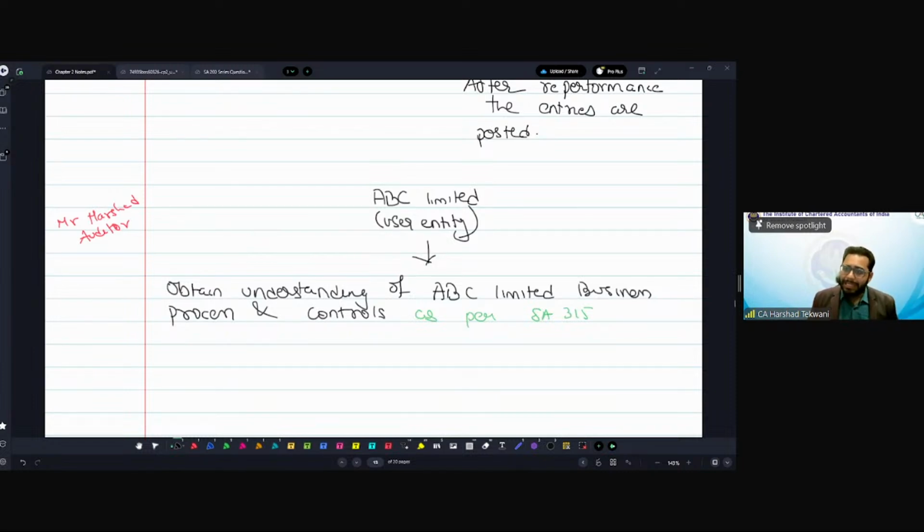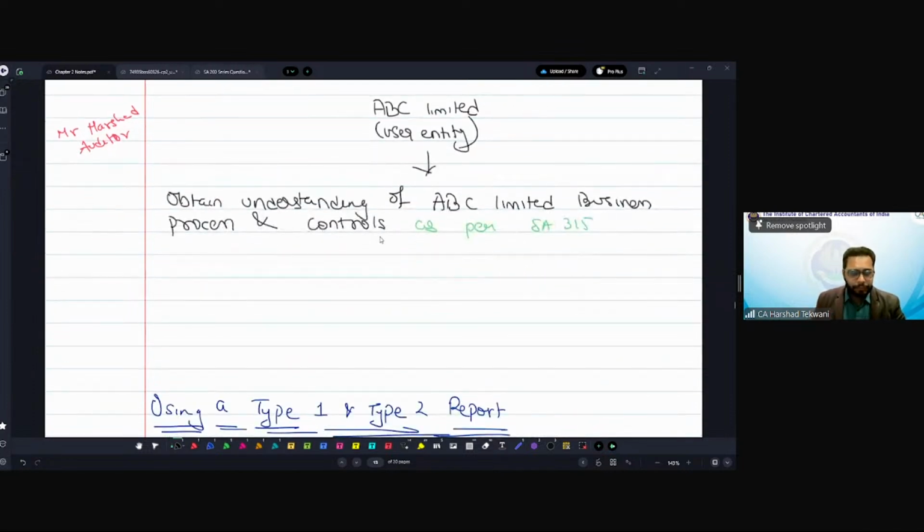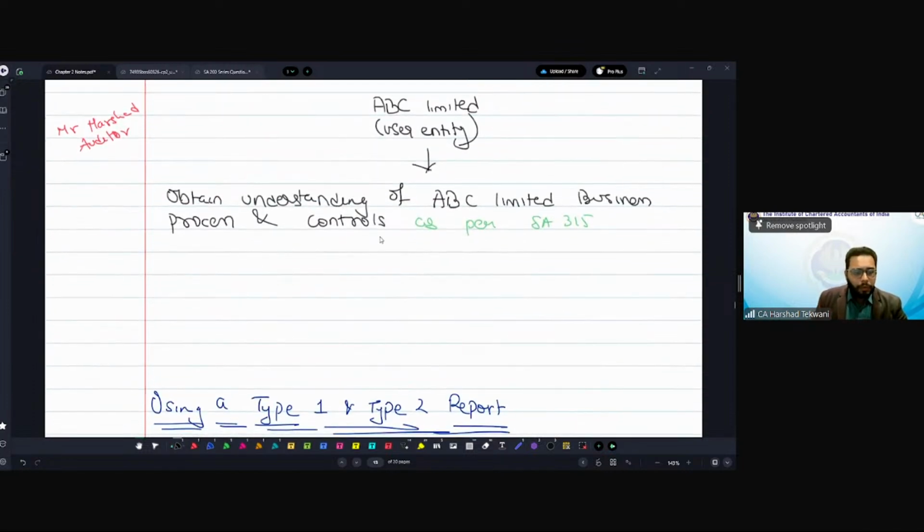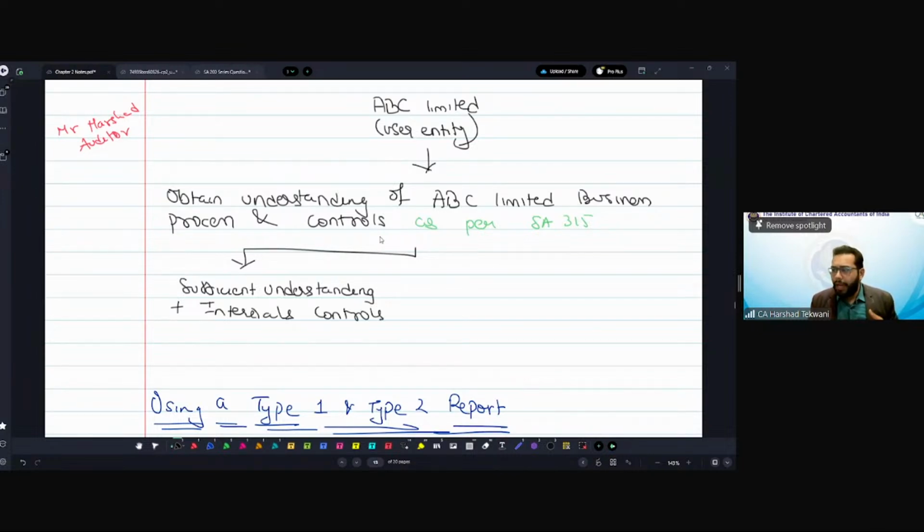Now, when I obtain this kind of understanding, what controls you have, what business processes you have in ABC, and if I get sufficient understanding, plus I identify that internal controls relevant to the audit are present, then it is perfectly fine for me.